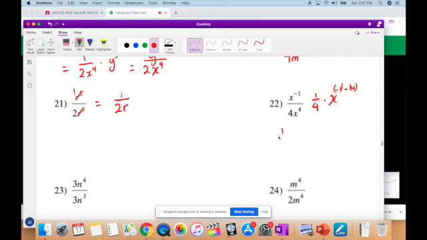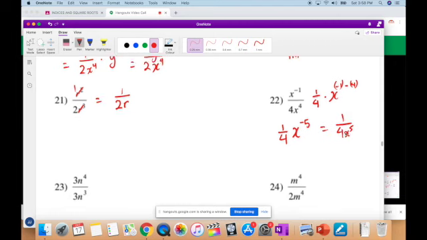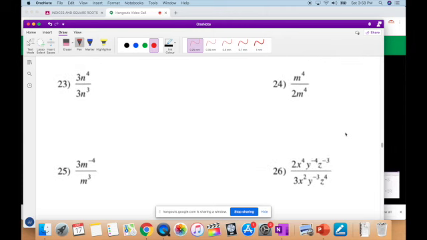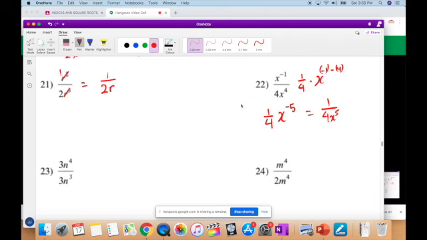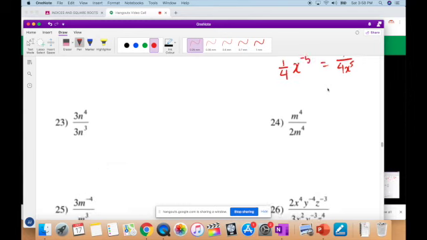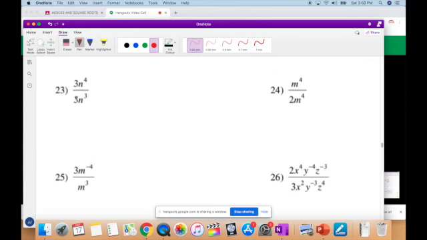So now I'll have a quarter x to the negative 5 minus 4 minus 1 minus 4 minus 5, which is 1 over 4x to the 5th, right? So you see how when you have negative numbers, it's kind of tricky to do the cancelling of thing, because look, you end up with x to the 5th. You understand? So be careful there.